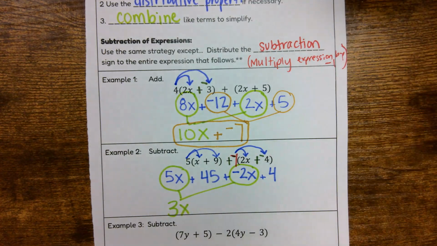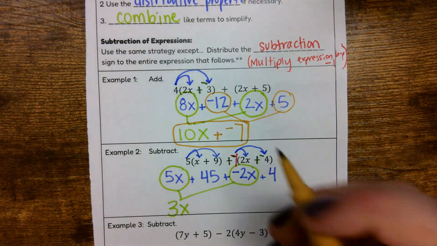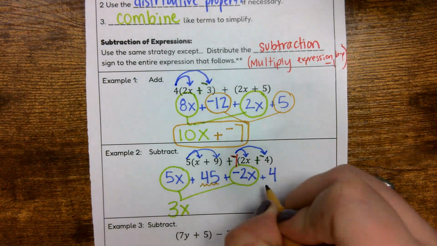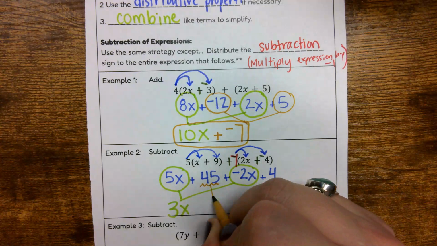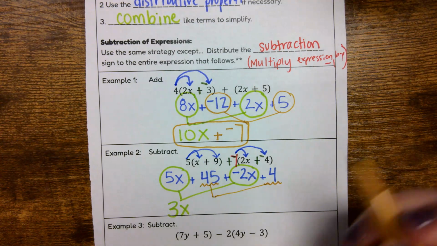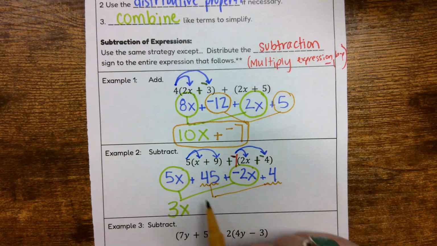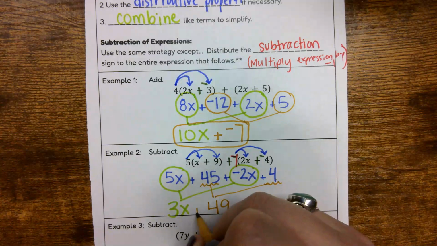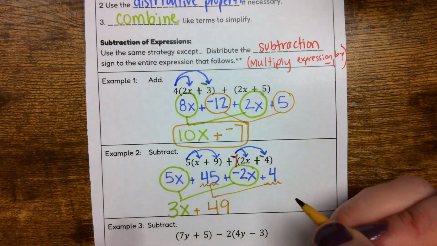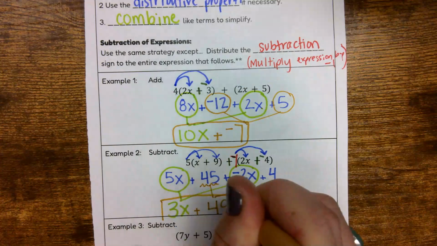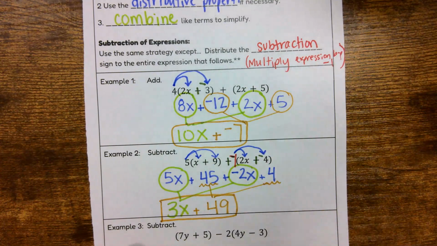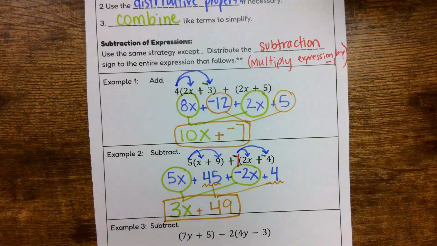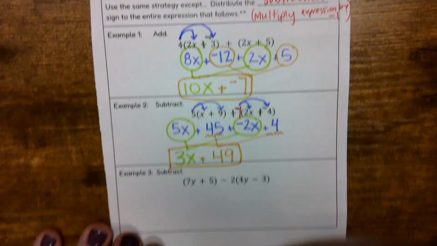All right, and then I am also going to combine my 45 and my 4. So 45 and 4 are both positive. We're going to add them together to get 49. And we'll put our little addition sign between those two terms to have our simplified expression. Okay, we're going to do one final example here.